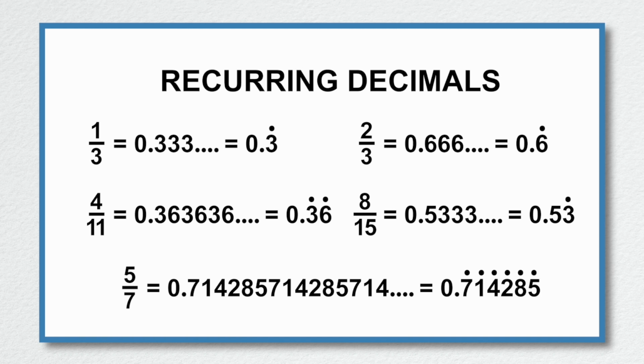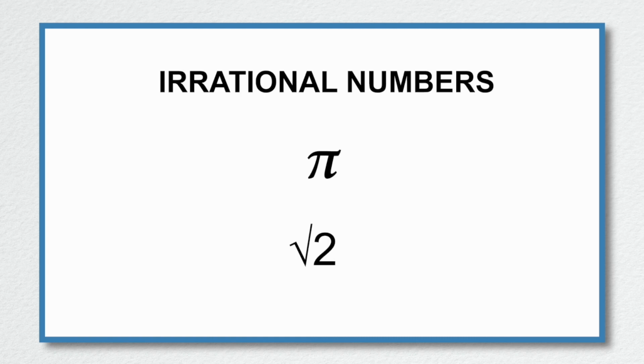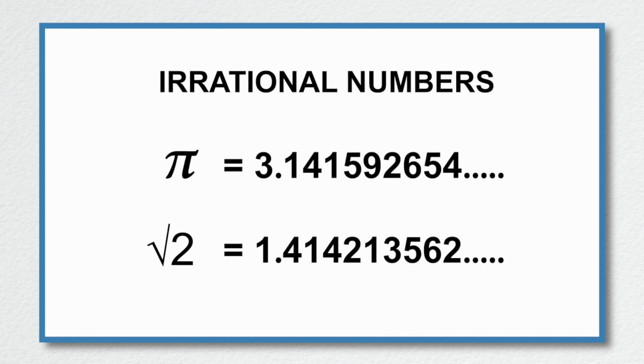Now let's look at irrational numbers. I gave 2 examples of irrational numbers in the previous video, pi and the square root of 2. Let's look at their decimal equivalent. When looking at the decimal in each case, notice that there is no repeating pattern. There are no recurring digits. Decimals like this cannot be expressed as a fraction or ratio of one integer over another. They are therefore irrational numbers.